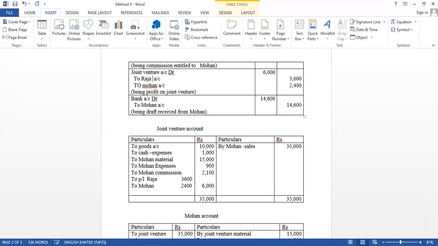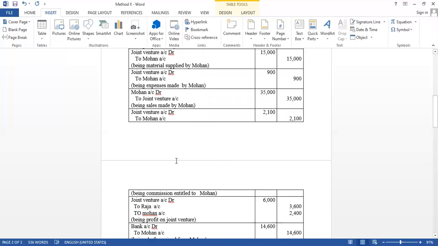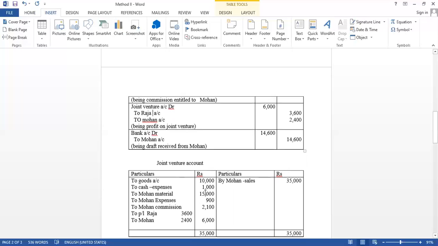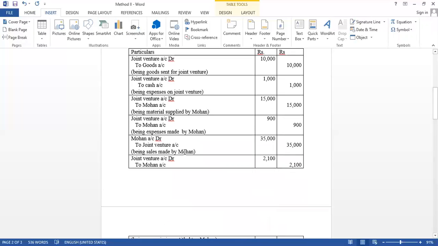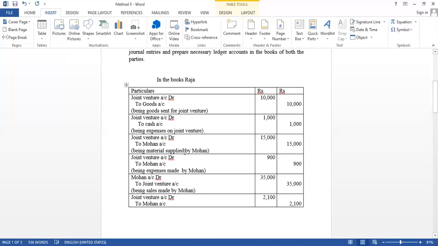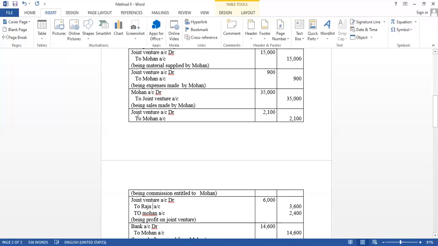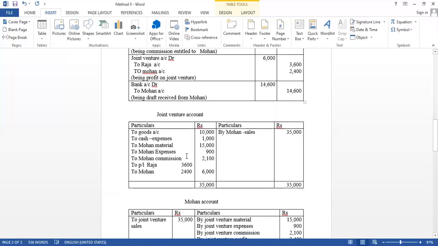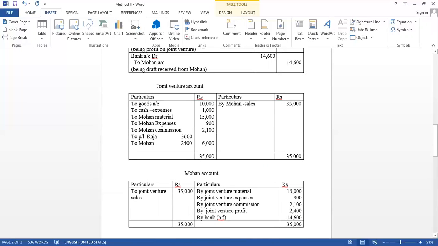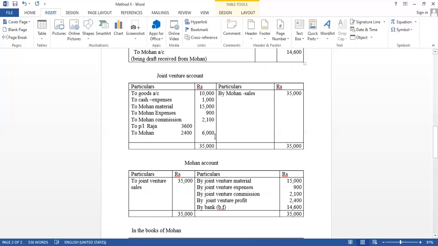in an easy way. So in the joint venture account, by sales, Mohan's sales is 35,000. So what is the entry? Mohan account debit to joint venture. Goods purchased: joint venture account debit to goods. Expenses: joint venture account debit to cash. Mohan contributed: joint venture account debit to Mohan. Then Mohan's expenses: joint venture account debit to Mohan. Then commission: joint venture account debit to Mohan. So the ledger and journal are easily understandable.